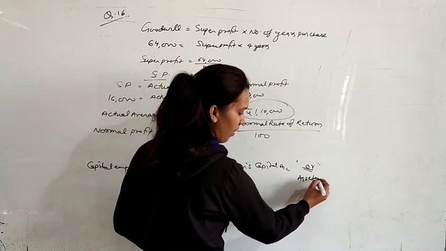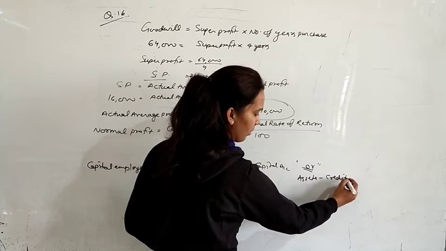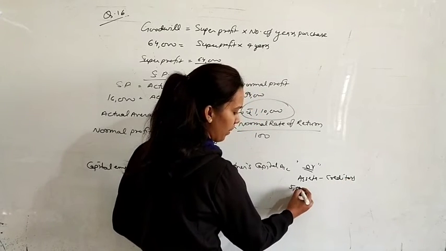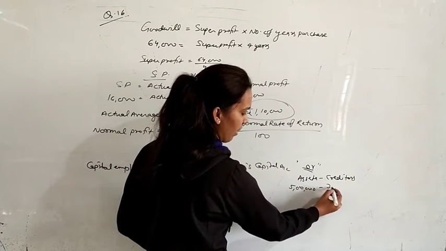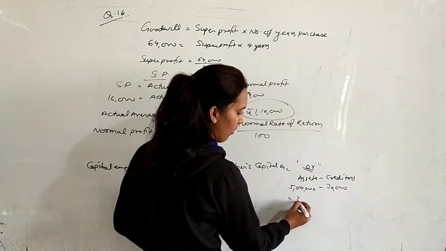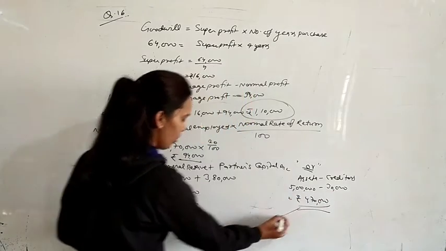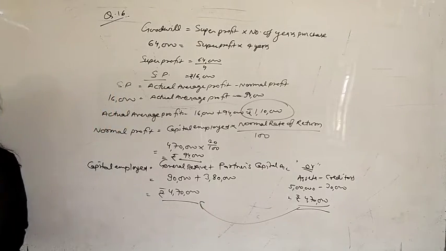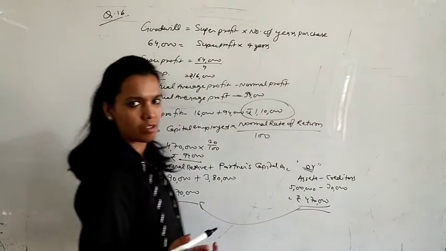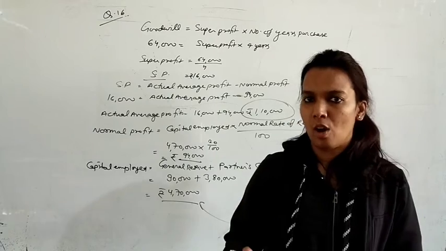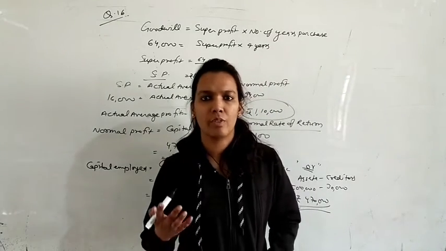Assets minus creditors. Assets are rupees 5 lakh and creditors are rupees 30,000, then we will get 4 lakh 70,000. This is also the same as this amount because we can find capital employed by both methods. Okay, so till now we have studied two methods of valuation of goodwill.